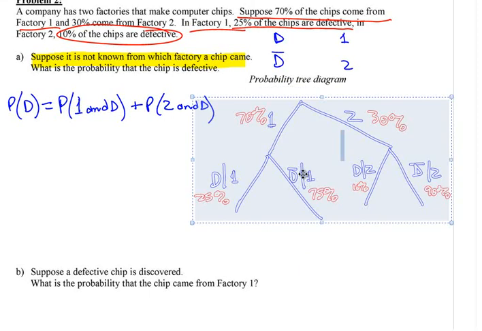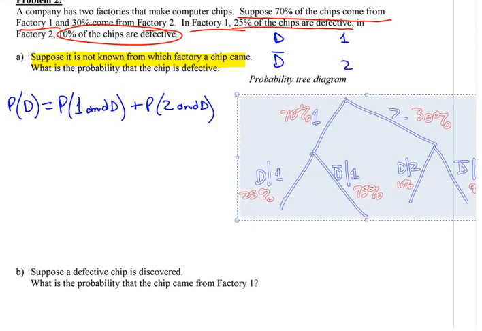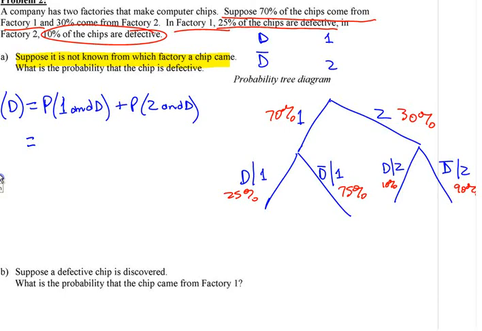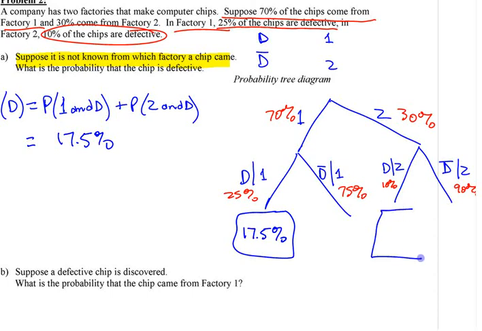You can work out each of those by multiplying. If you multiply each of those, what do we get here? We have 1 and defective at the end of this branch here. 70% times 25%, I believe it's 17.5%. This is 17.5%. Where's the other branch that we're looking at here? 2 and defective, this one, right? 30% times 10% is 3%. We're obviously going to need to come back to that.